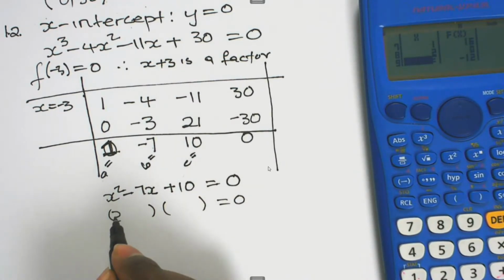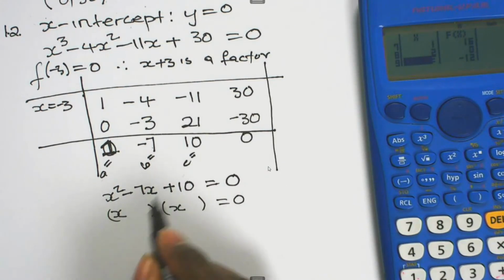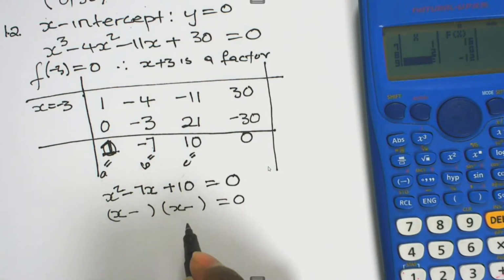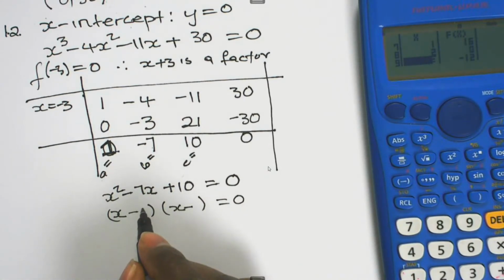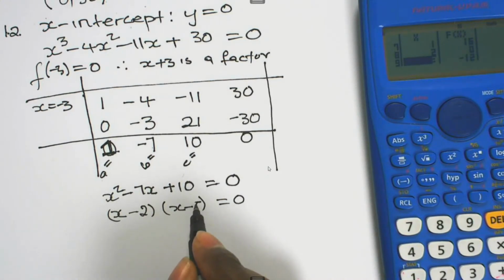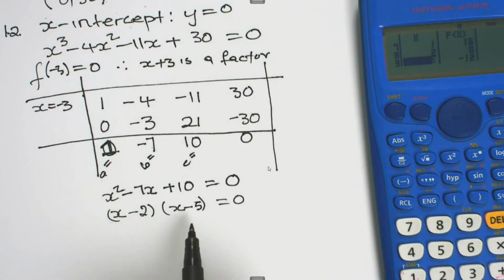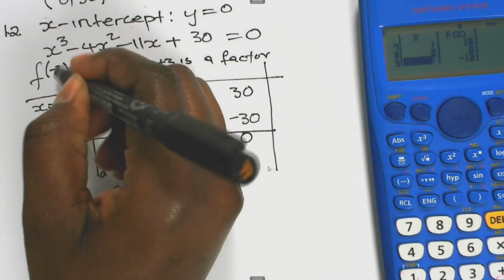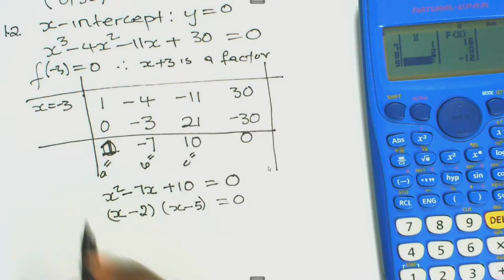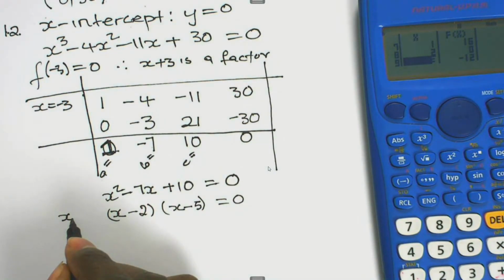And then we have x. The last term is positive, which means we're going to have the same signs. Then you check the middle term. It's a minus, right? Then we have 2, then we have 5. Now, the moment you write these factors, you need to drop the first factor that we have obtained, which was x plus 3, right?